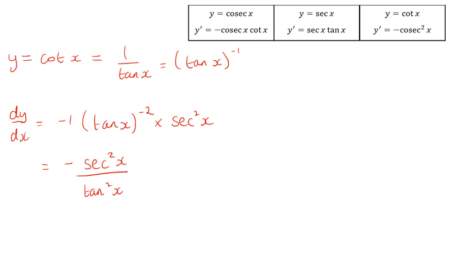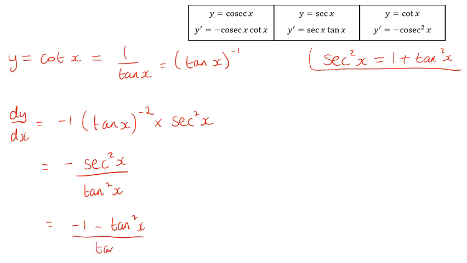There's a few different ways of getting to the end of this proof, but can I remind you of a trig identity that you learned in the trig booklet, and that is that sec squared is the same as 1 plus tan squared. And I think that could come in handy here, because on the top we've got a sec squared with a minus in front, so I could use this trig fact but just make everything negative. So minus 1 minus tan squared x over tan squared x.